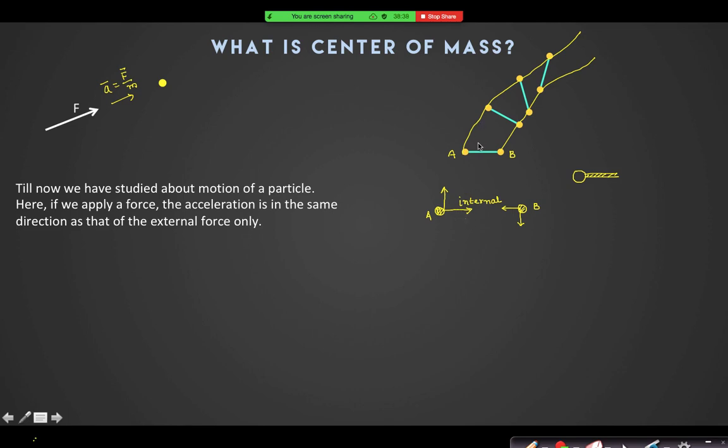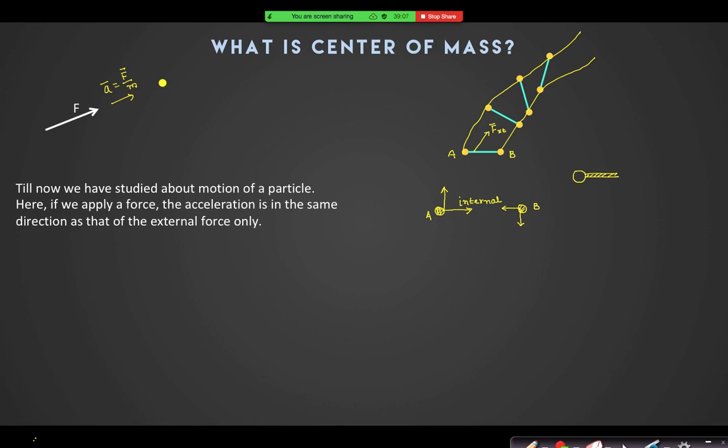Now, when I am applying an external force to the system, I know the value and nature of that external force, whether it is changing with time, whether it is constant, in which direction the force is applying, everything. But do we have any idea about the internal forces? No, sir.